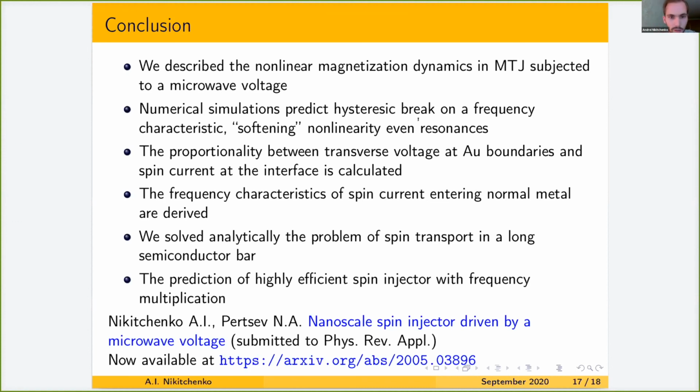Then we solved analytically the spin accumulation distribution in a long semiconductor bar, and the derived spectra of this spin signal demonstrate the fascinating ability to multiply the frequency via injecting spin.